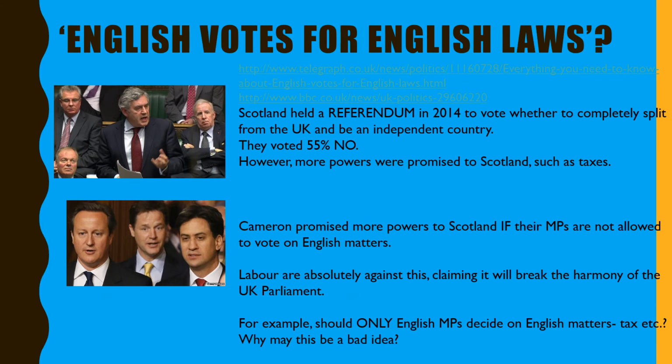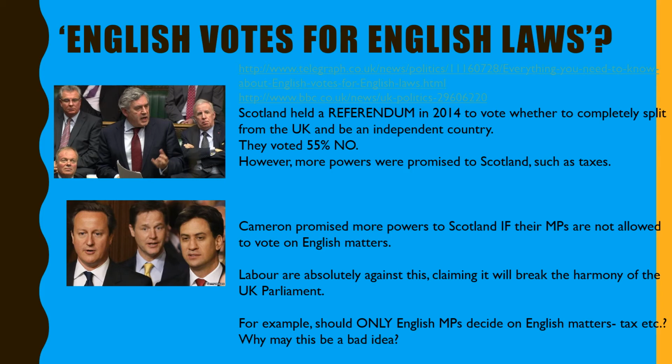The next issue you've got is something called English votes for English laws. Because the Scottish people have got more power, and the reason they've got more power was due to a referendum that was held in 2014. Remember, a referendum is a vote on one issue. The referendum was held to see if they wanted to leave the UK altogether, if they wanted to be their own independent country. In the referendum, they voted no by 55%. So it was quite close, but they still voted no, and because of this, the UK Parliament offered them more powers. So we gave them more powers.